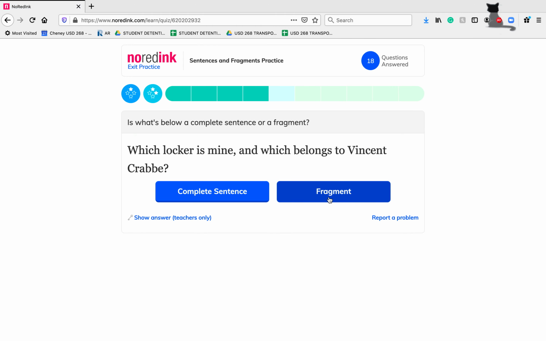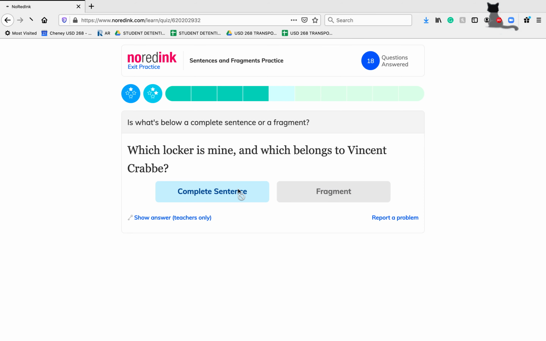Which locker is mine and which belongs to Vincent Crabbe? Here we have both of these whiches acting as the subject of the sentence. They're introducing a question, so they are a complete sentence.